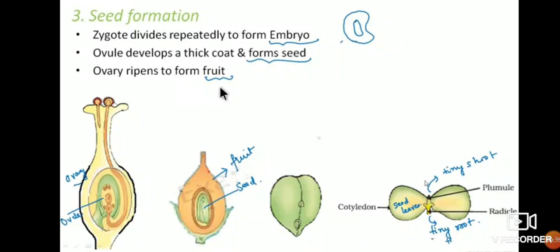The ovary ripens to form fruit. This total ovary will ripen, and then it is converted into fruit like this. In this, the seed will be there as usual, from the ovule. This ovule develops a thick coat and forms a seed. Above this, the ovary will ripen and form a fruit.